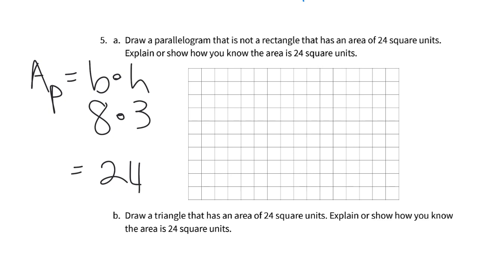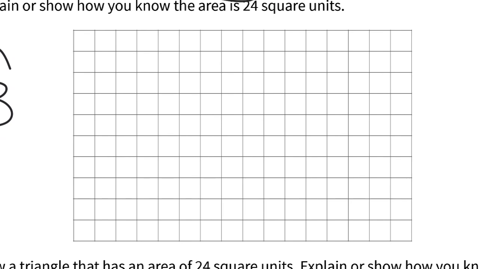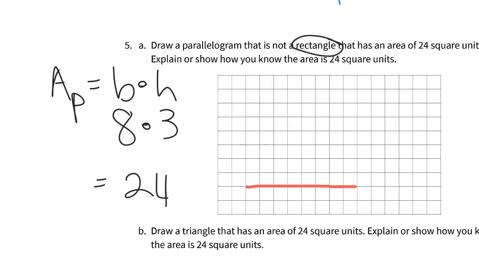All right, but they want it to not be a rectangle. Well, that's cool. I'm going to zoom in a little bit. I know I need to have a base of 8. 1, 2, 3, 4, 5, 6, 7, 8. So there's my base of 8 right here. Now we need a height of 3, because I just decided what times what would give me 24, and I chose 8 times 3. I could have chosen 6 times 4, but I chose 8.